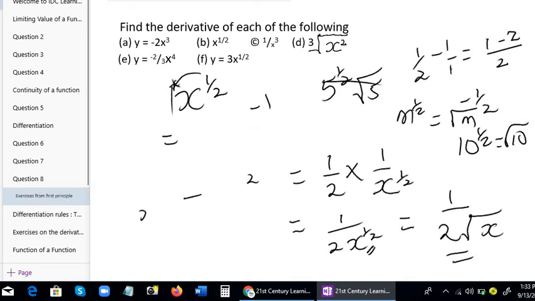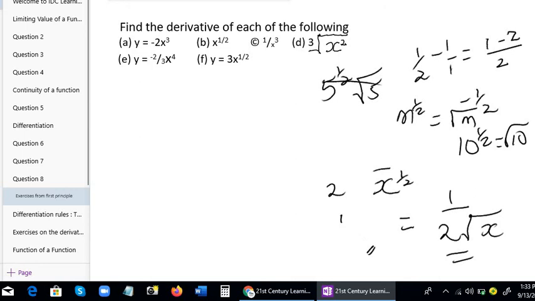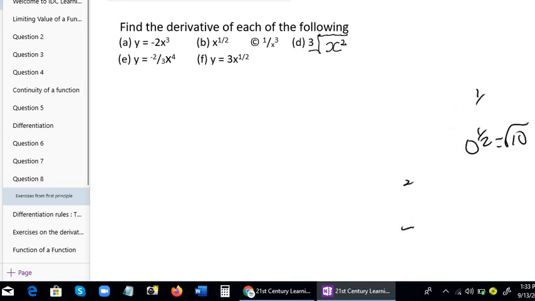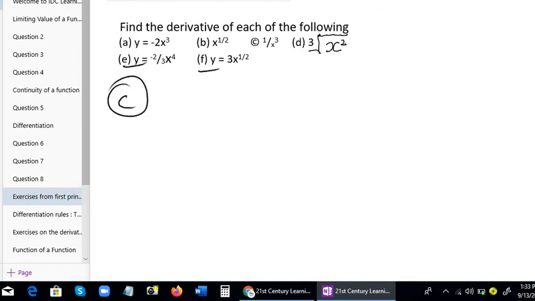Now we are going to take question C. I'm going to give you classwork. Alright, so I'm going to probably solve question C, and then okay, I can solve question C and D. Then I want you to solve E and F. You can drop your answers for me in the comment section. So for C, we have 1 over x cubed.